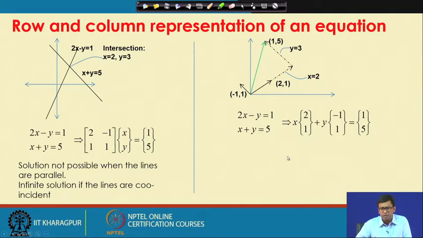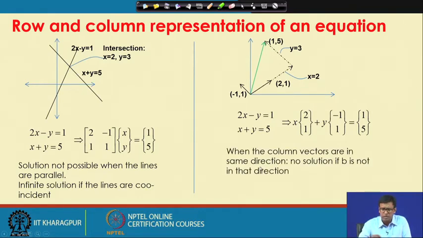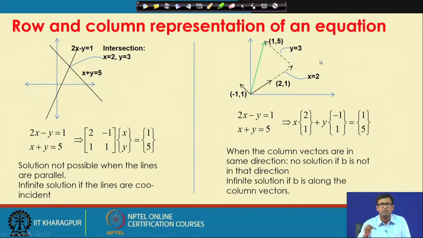In which case will there be no solution or infinite solutions? When the column vectors are in the same direction, there cannot be any solution if B is in a different direction. For example, if (1, 5) is the B vector and I have one column (2, 1) and another column vector (4, 2), no way can I add these in a linear combination to find B. So, if the column vectors are in one particular direction and the B vector is in another direction, there is no solution. If column vectors are in the same direction and the B vector is in the same direction, there are infinite solutions.